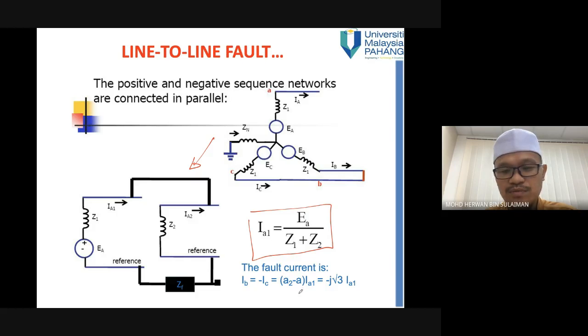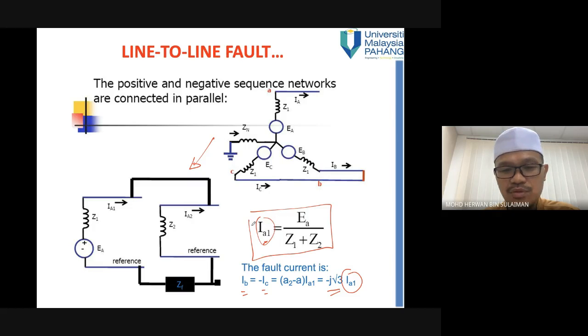So when you refer to the symmetrical components, from what we learned before, basically finally you can simplify that your fault current equals minus j square root 3 times IA1. So to find the fault current for the line to line fault, you need to find your IA1. Once you get your IA1, you get your fault current by multiplying by square root 3 times minus j.